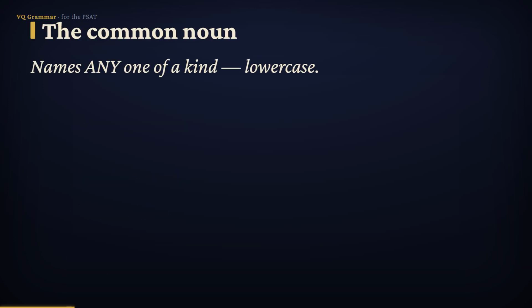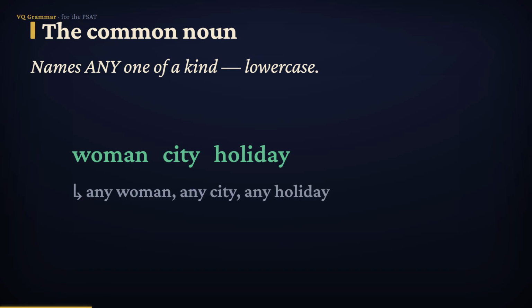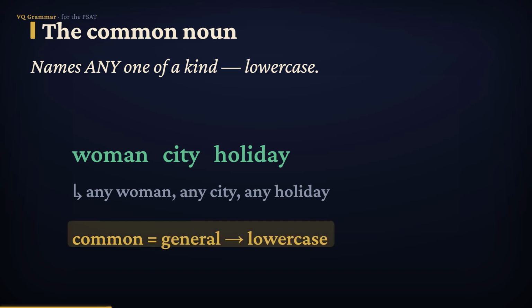First, the common noun. A common noun names any one of a kind, not a particular one. Look at these: woman, city, holiday. Woman could be any woman at all. City could be any city on the map. Holiday could be any holiday on the calendar. Because they're general, common nouns stay lowercase, no capital letter. So common means general, and general means lowercase.